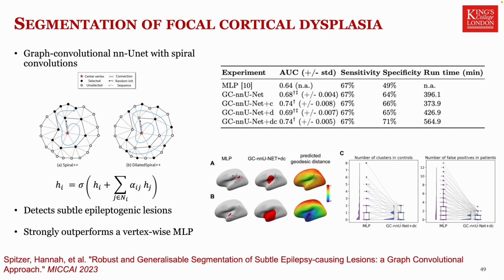Indeed, an even simpler spiral convolution approach was recently used by Konrad Wagstyl's lab in order to detect very subtle epileptogenic brain lesions from structural MRI. These lesions are very, very subtle and difficult to spot and can often be missed by non-specialist clinicians, and yet these surface convolutional methods performed exceptionally well.